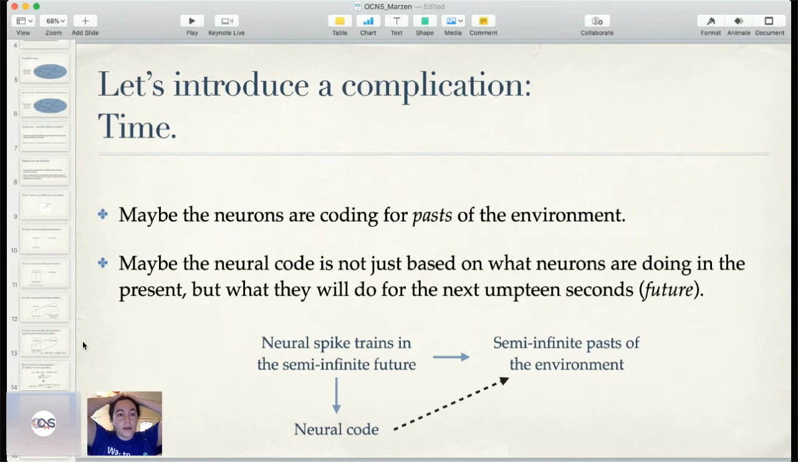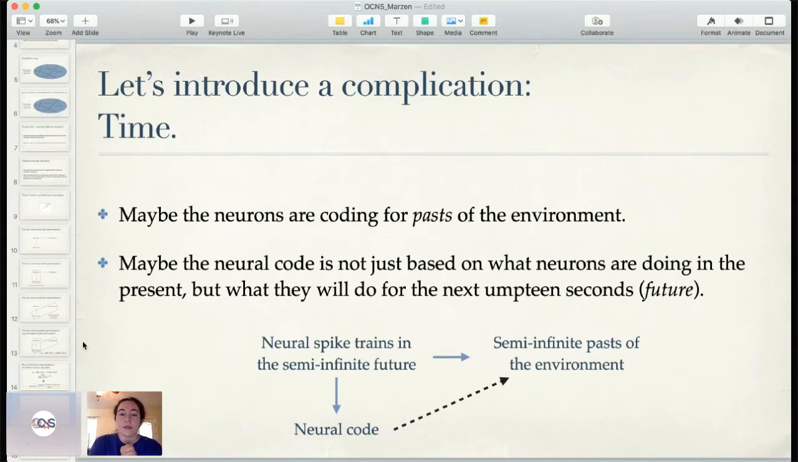So I oversimplified things to start with. I said that environment caused spike trains, caused muscles, and I ignored the fact that there's this thing called time. When we talk about time, what we really mean is that there's some environment past that caused a particular spike train, and that spike train could have behavior that's relevant that persists far into the future. So in other words, first point, maybe the neurons are coding for the past of the environment, and that actually seems somewhat reasonable to me, because one of the best ways to figure out what to do is to look at the past, see what worked, and then try and predict the future.